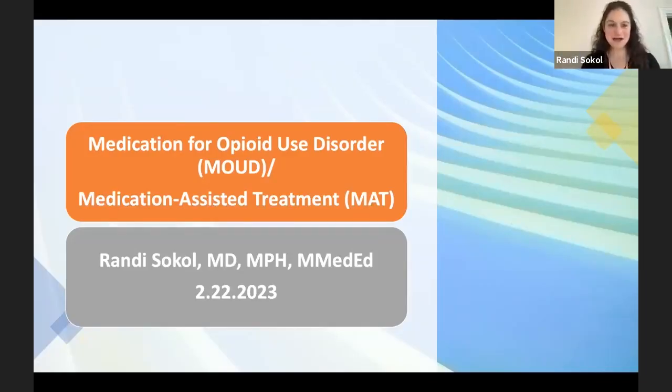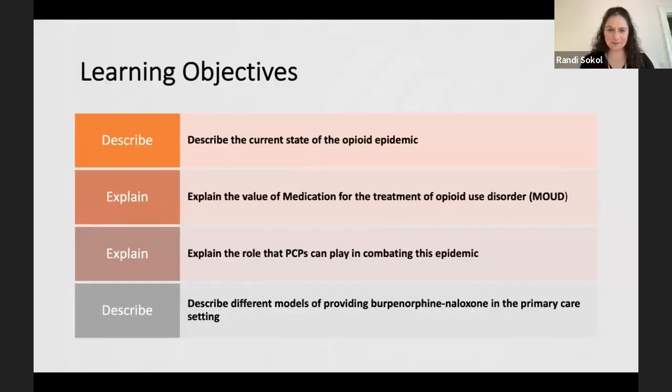So obviously I'm talking to you about medication for opiate use disorder, MOUD. It used to be called medication assisted treatment, but we're using different terminology these days that is a little bit more friendly. So when I say MOUD, that's what we're talking about.